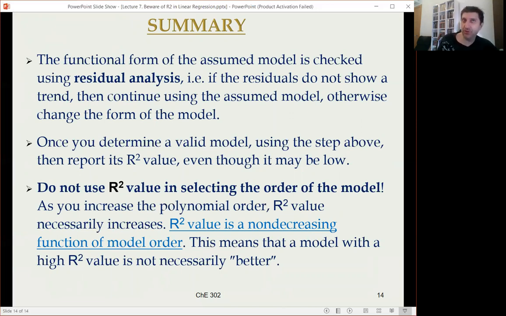That's the moral of the whole presentation, because mathematically, R-square value is a non-decreasing function of model order. So as you increase the model order, R-square will automatically increase. It will give you the false impression that your model gets better. It's not. So basically, this was the whole presentation I would like to make about R-square and choosing the correct model order.